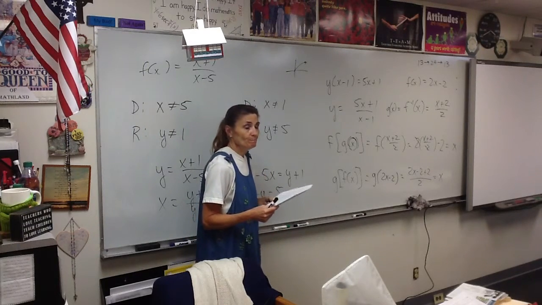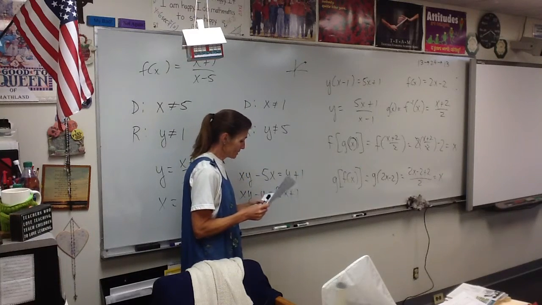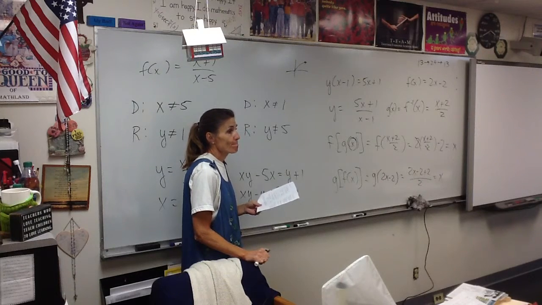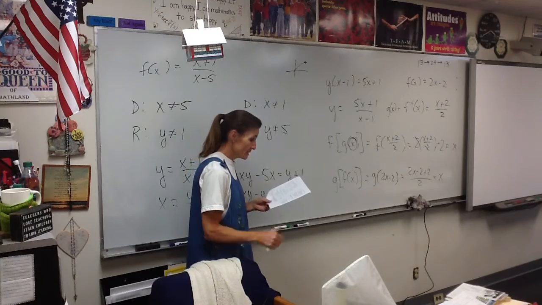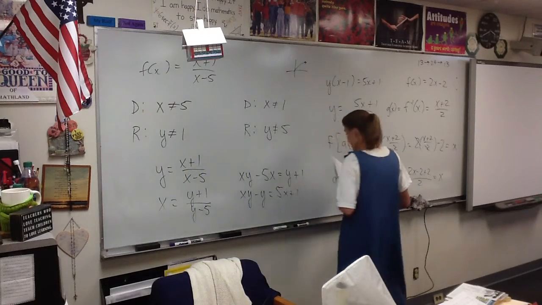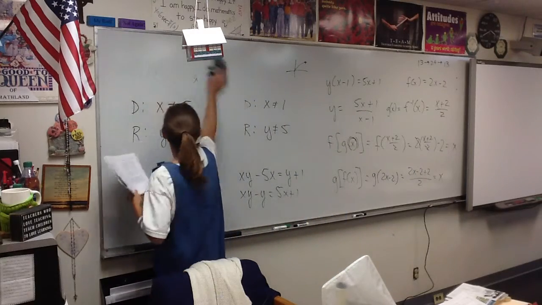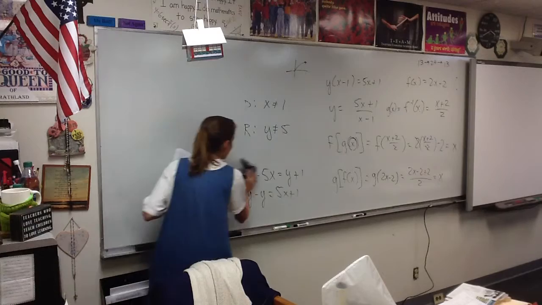Okay, Robert? Yep. All right, anything else on the review sheet that you have a question about? Robert? 14. 14, what are the domain and range? Anybody have an idea?